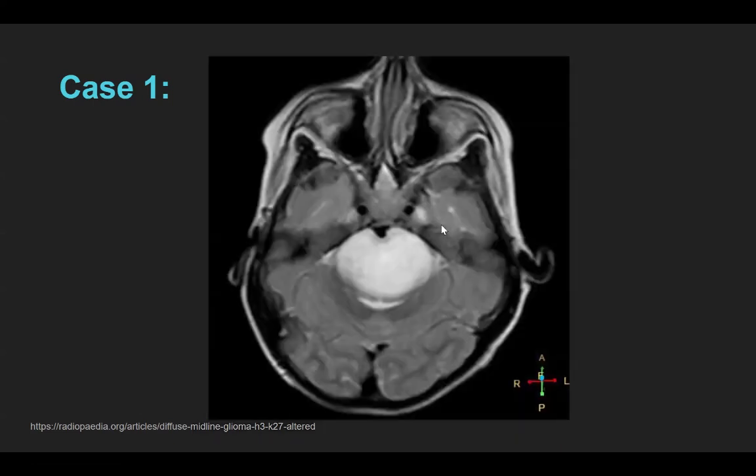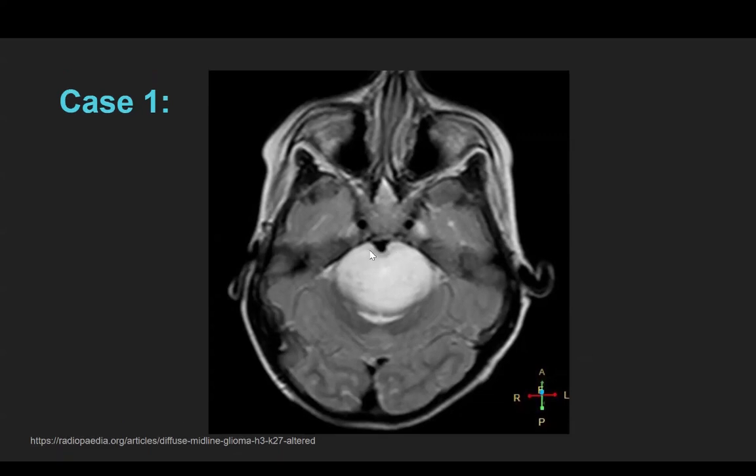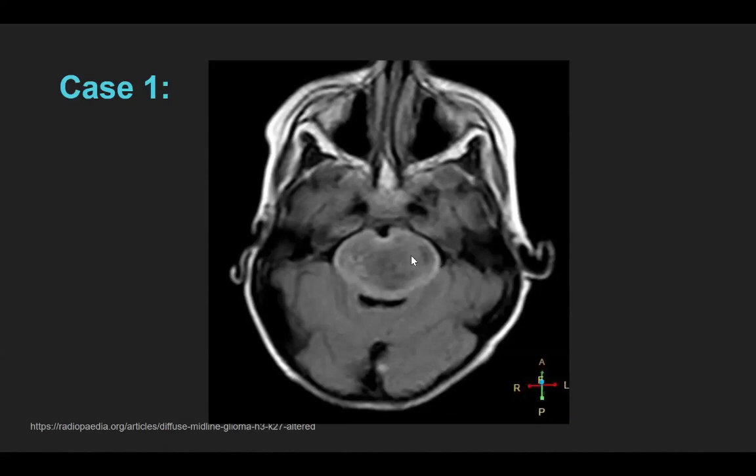Moving on to the next image, what do you see here? It's hyperintense on T2, and we can see that some portion of the basilar artery is also getting encroached on. This is again diffusely involving the entire pons. This is a T2 FLAIR mismatch sign, but that does not have any prognostic significance in this type of pathology.